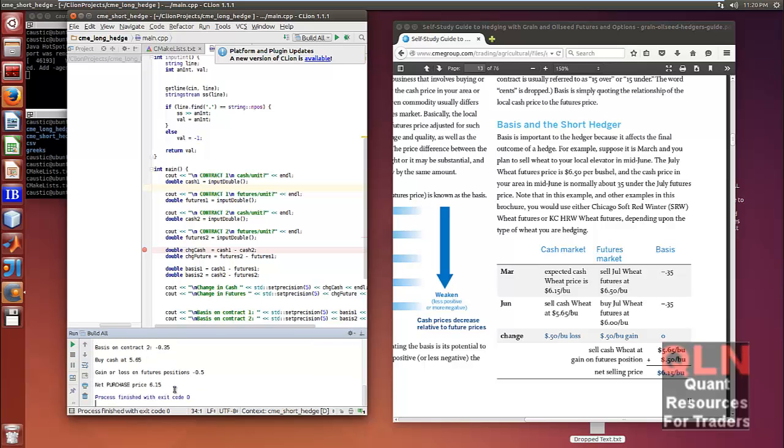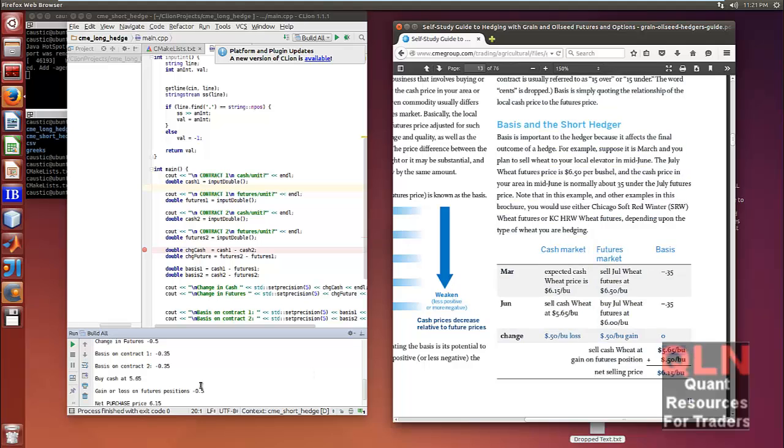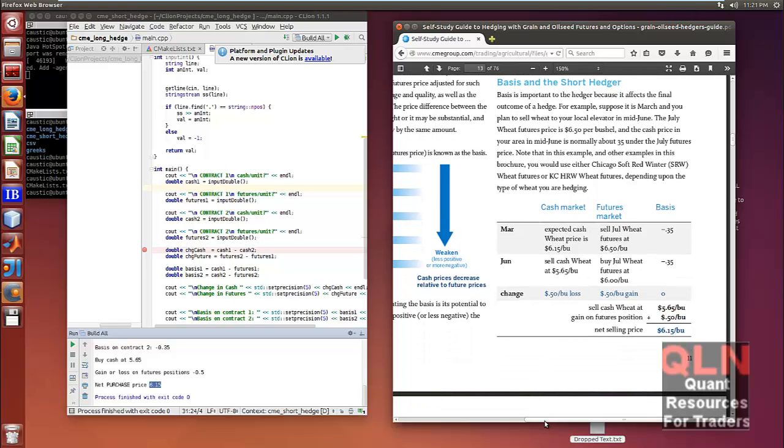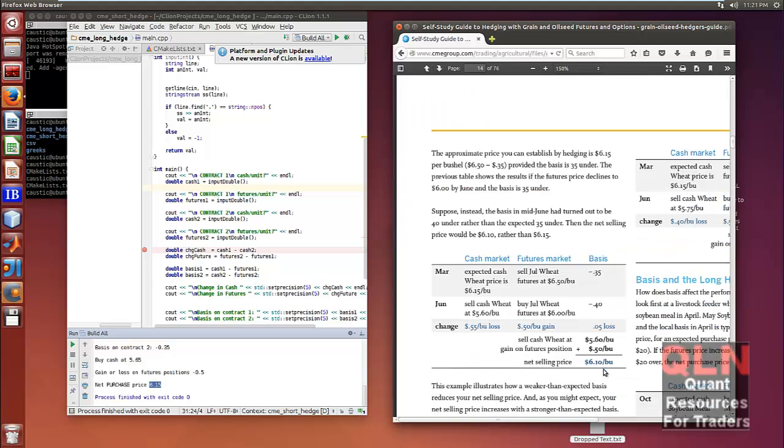And then it goes off and calculates all that fun stuff. So we get our change in cash, 50 cents. Change in futures, negative 50. And then we get our basis of 35 cents, or negative basis 35 cents in the second contract. Buy cash position at 5.65, and then our gain or loss on the futures position brings us to the 6.15, which is exactly what we want. So let's go to the next example. This is really easy stuff.